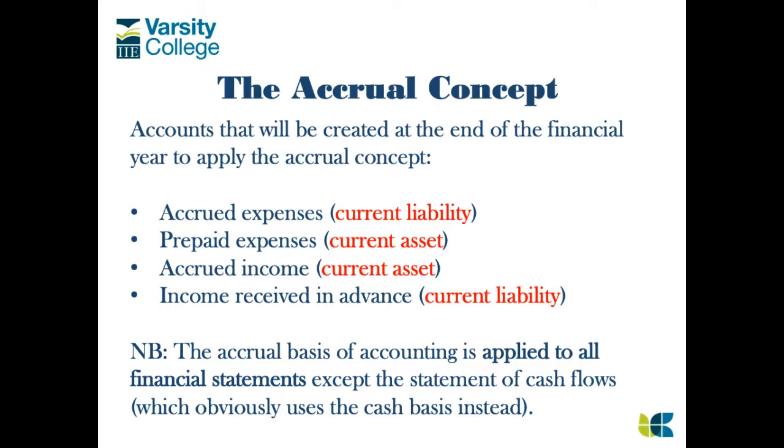Does that make sense? Okay, so we know that when we owe something that is due within 12 months, it becomes what? A current liability. So accrued expense is a current liability. Okay, so please take note of that. This slide is one of those that's worth actually taking a picture of.